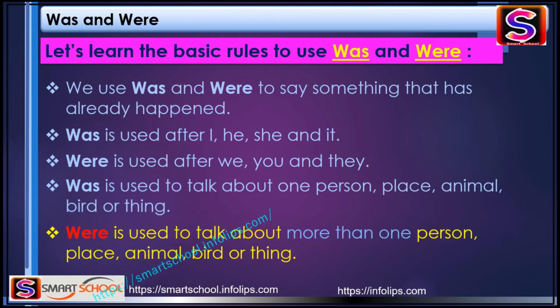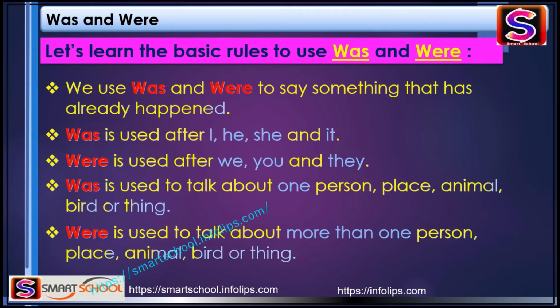Okay. So these are the simple rules. You have to understand that first is that the action happened in the past, and second, was is used for a singular person or singular things, and were is used for plural persons or plural things. Okay. So let's see some examples.